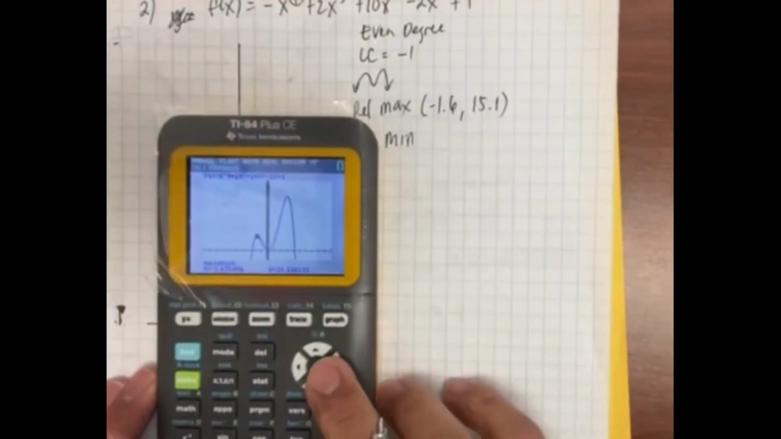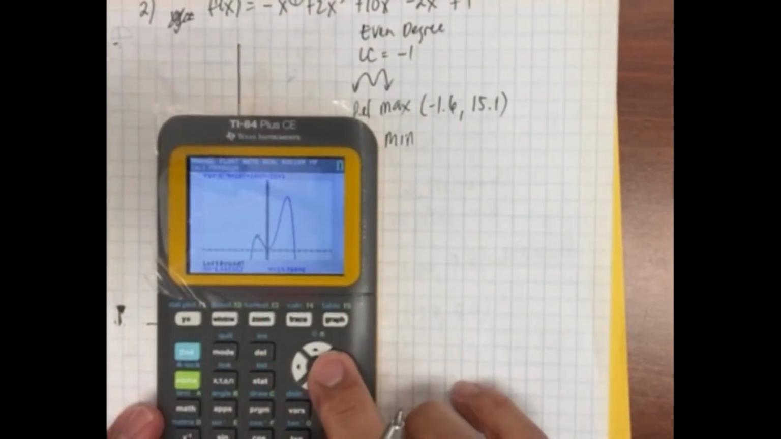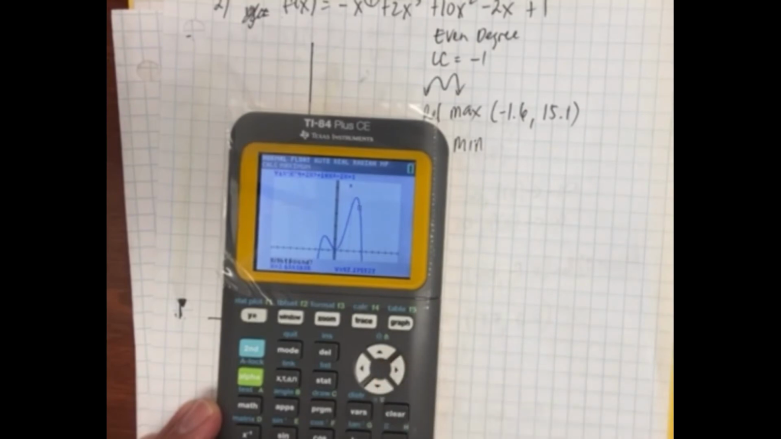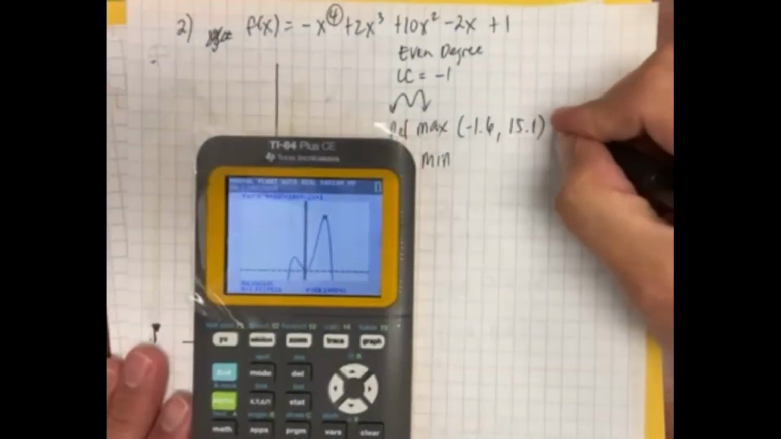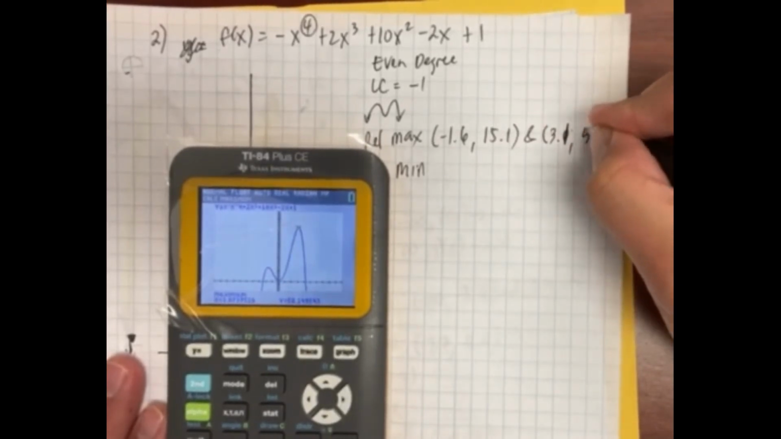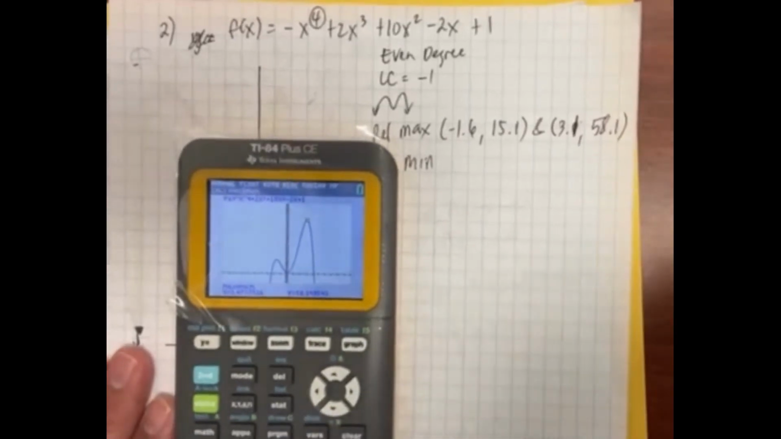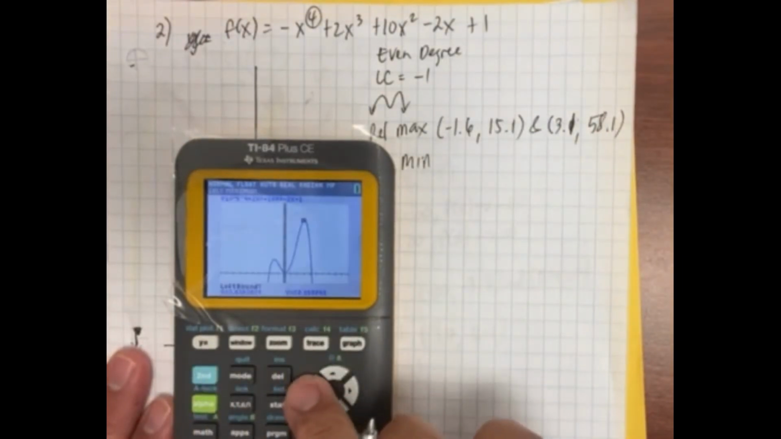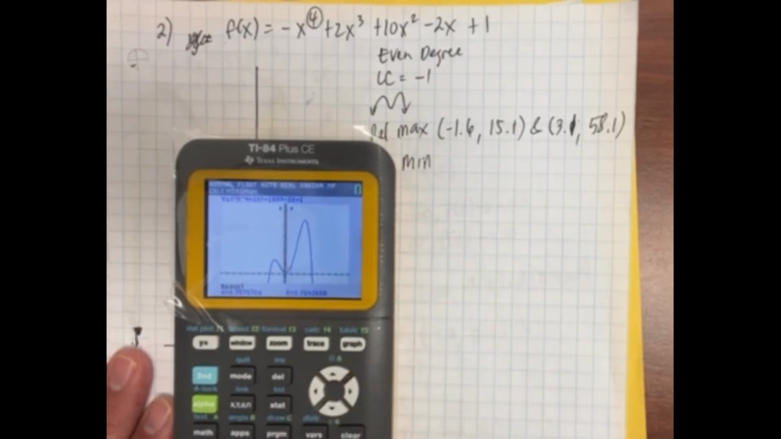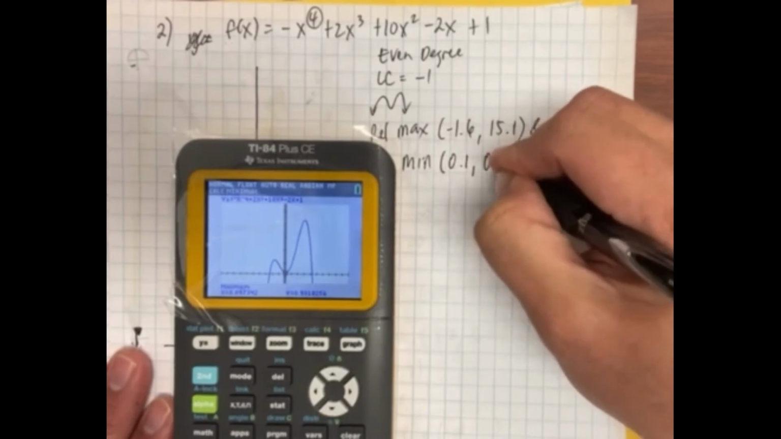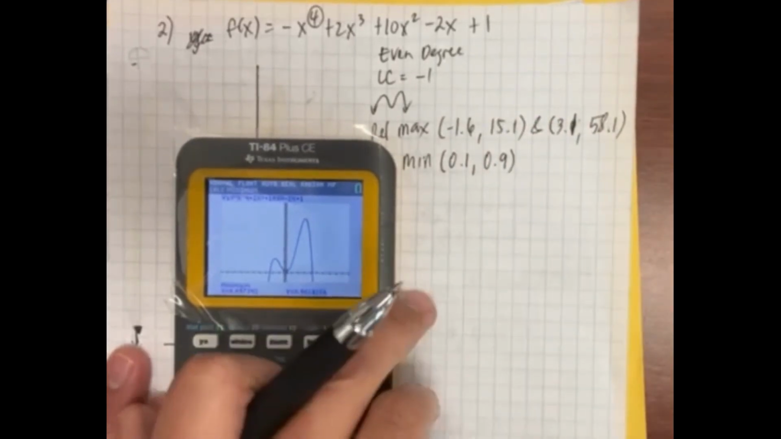And let's go with another relative max here. So second trace, max again. I'm going to go to the left side. That's the left side. Enter. Go past the vertex. Enter, enter. That gives me another one here, which is 3.1, comma 58.1. Okay. And then the relative minimum, I'm going to second trace, go to the minimum, number 3. Go to the left bound of that vertex, the turning point. Enter, right cursor, enter, enter. So the minimum is 0.1, comma 0.9. There you go. And there's only 1 relative minimum here, okay?